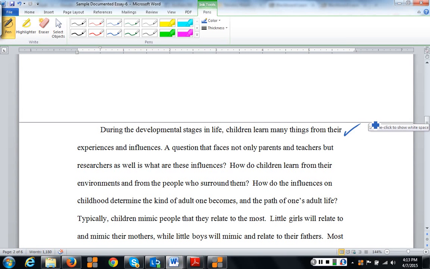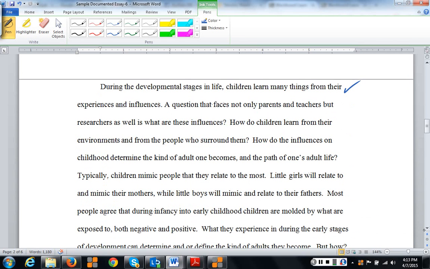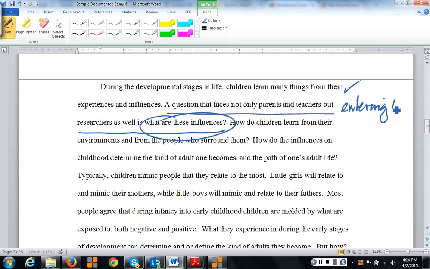Introduction of the topic. During the developmental stages in life, children learn many things. Okay, so the essay has something to do with the topic of childhood development and how children learn. A question that faces not only parents but researchers as well is, what are these influences? We are entering the conversation, right? The they say, I say. And how is it doing that? By introducing a topic that people in general are concerned about.